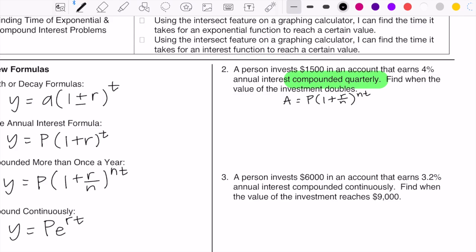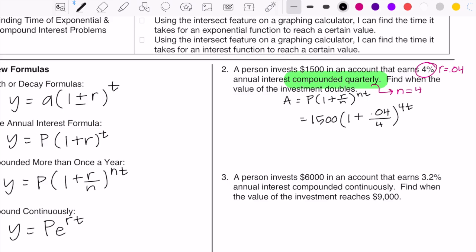And now I'm just going to fill in the information. So they're investing $1,500. We always are going to convert our rate to a decimal. So that's 0.04 before we plug it in. We don't plug percents into this kind of formula. Quarterly is how many times per year. That means n equals 4. And we do not know the time. That's what we're trying to find.